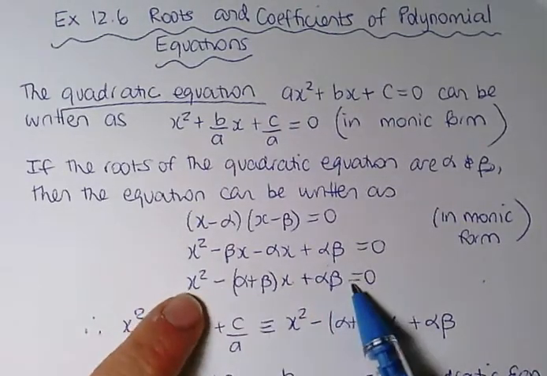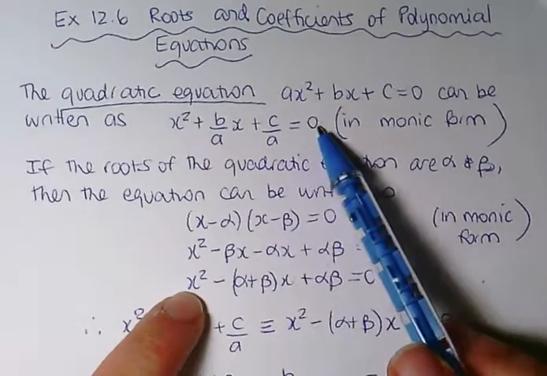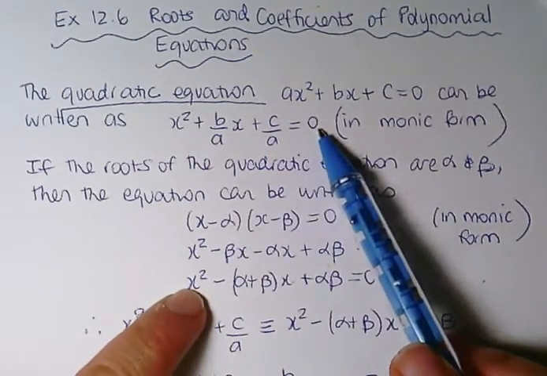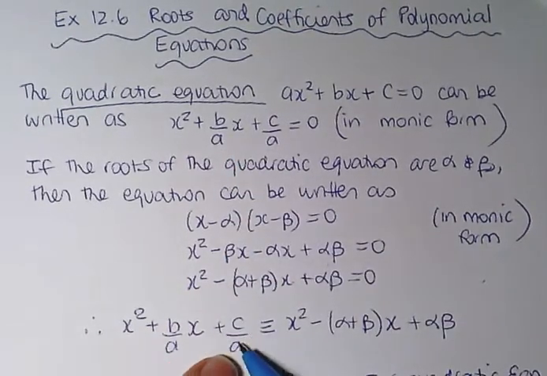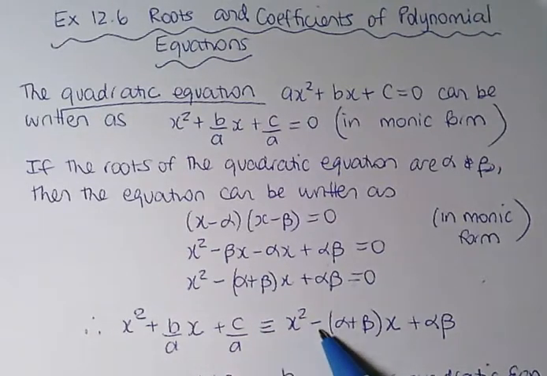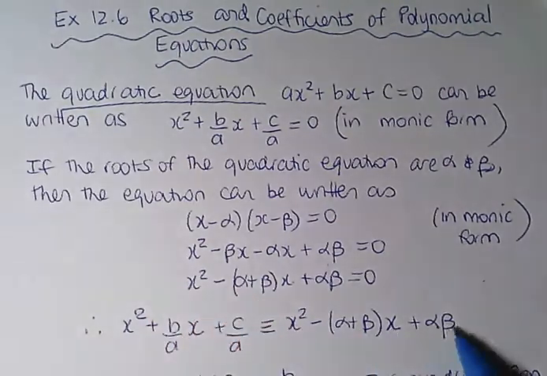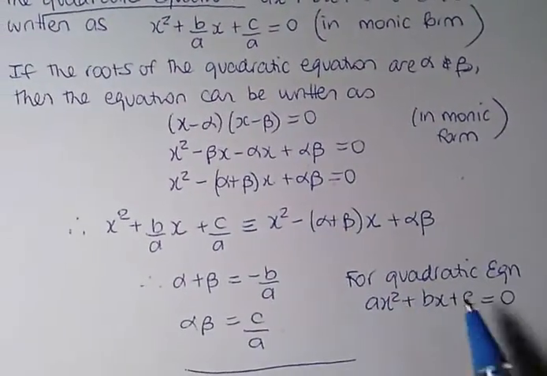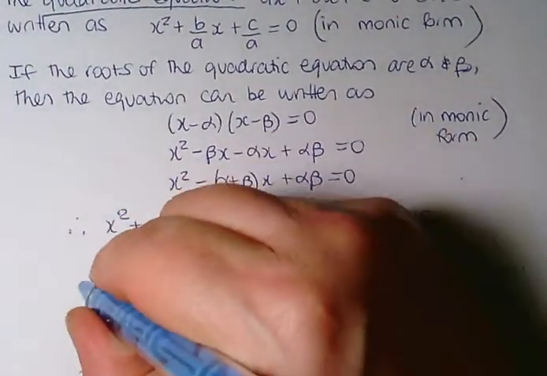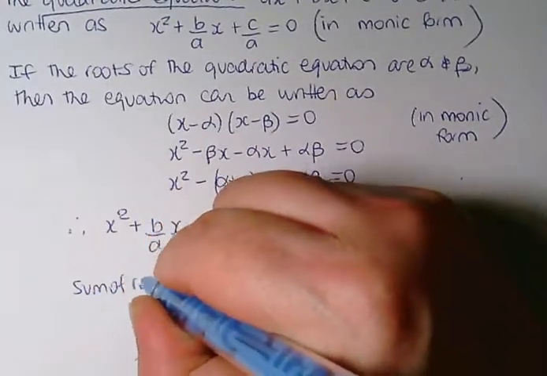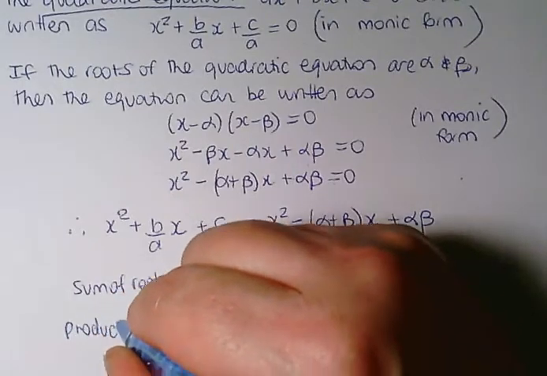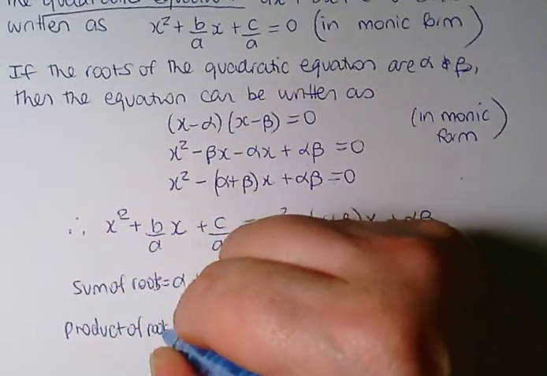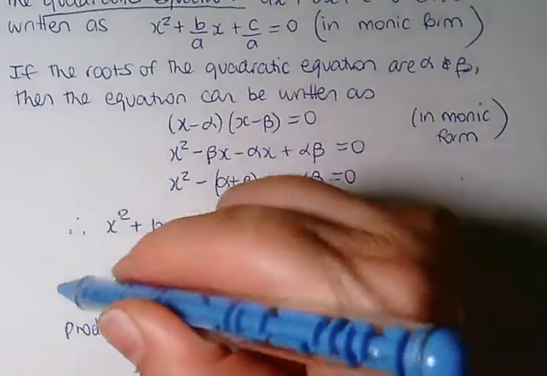If we compare this, which is in monic form, to this form of the quadratic equation up here in monic form, we can write that x squared plus b on a, x plus c on a is equivalent to x squared minus alpha plus beta x plus alpha beta. And this is just another way of showing our sum of roots. So our sum of roots, which is alpha plus beta, is minus b on a, and our product of roots, which is alpha times beta, is c on a.